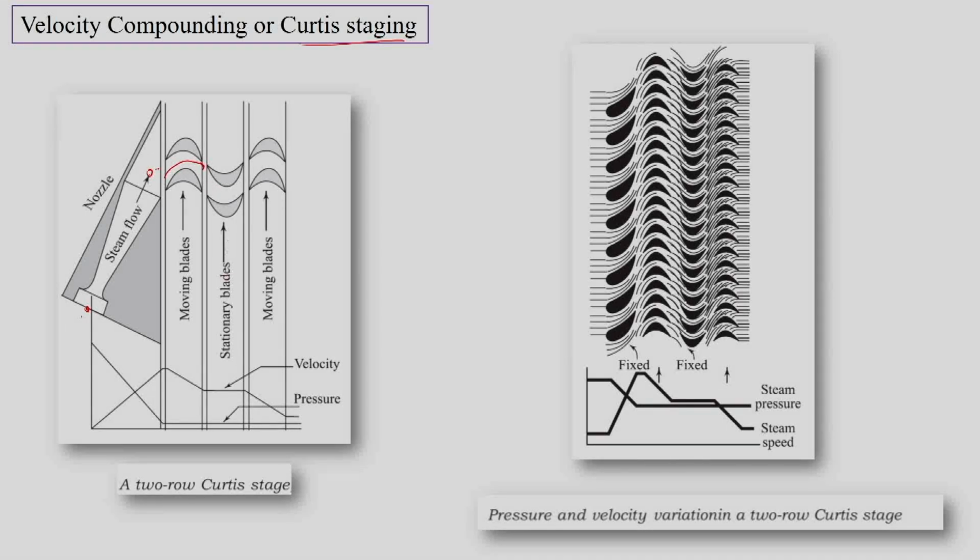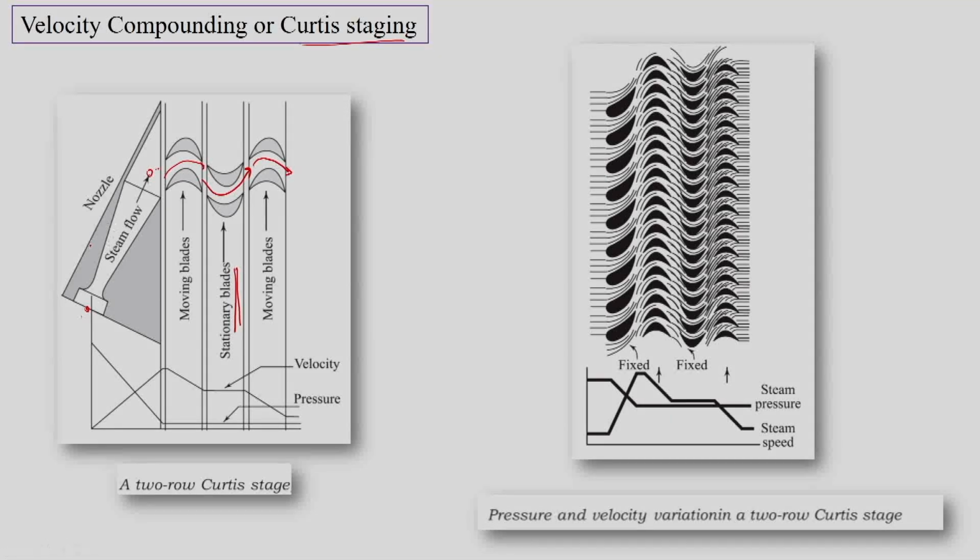Then the next set of blades are called stationary blades, or guide vanes, where they will guide the flow to the next moving blades. In these guide vanes or stationary blades, there will not be any enthalpy drop, or in the ideal case there is no velocity change. Then further moving blades will change the kinetic energy of the flow.